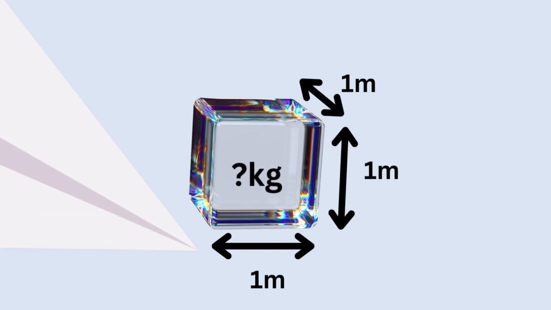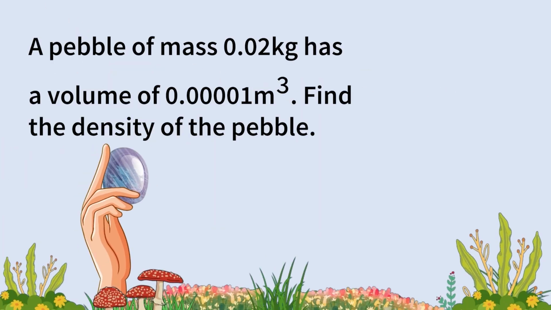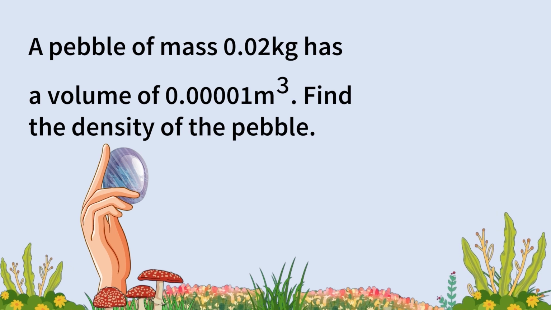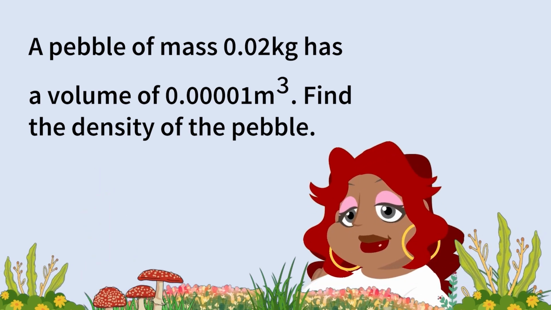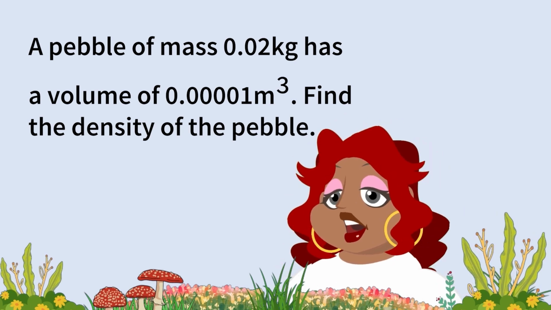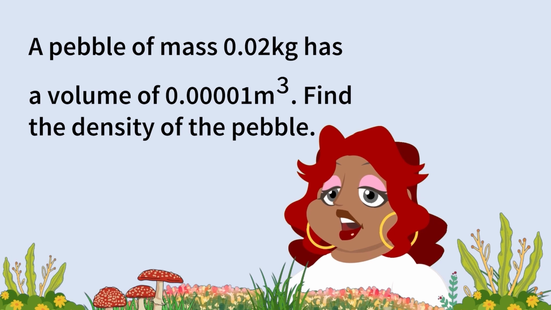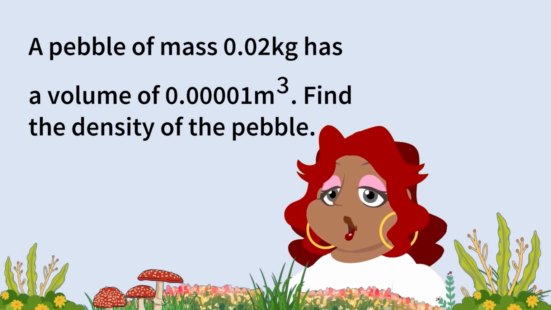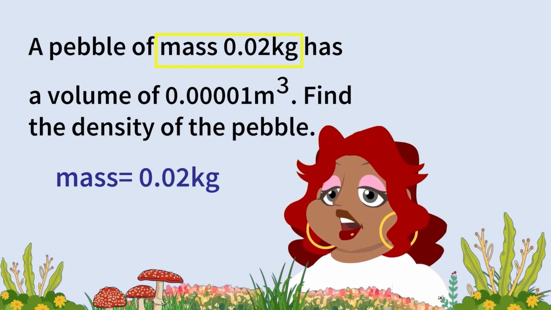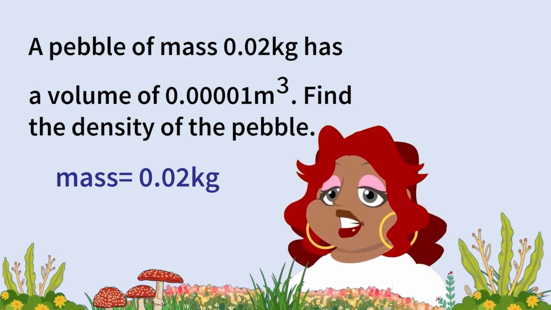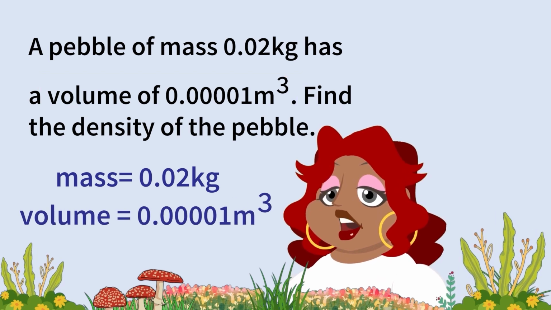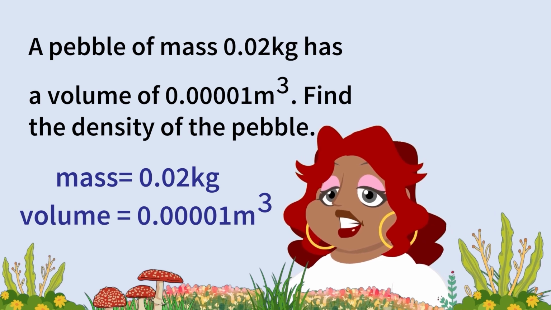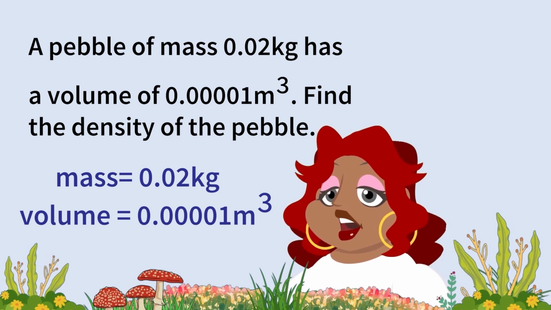Let's look at this example. A pebble of mass 0.02 kilograms has a volume of 0.00001 meter cubed. Find the density of the pebble. Okay, I'd like to figure this out. I'll first pick out the information given in the problem. We were given that the mass of the pebble is 0.02 kilograms. We were also given that its volume is 0.00001 meter cubed. The question asked us to calculate the density of the pebble.